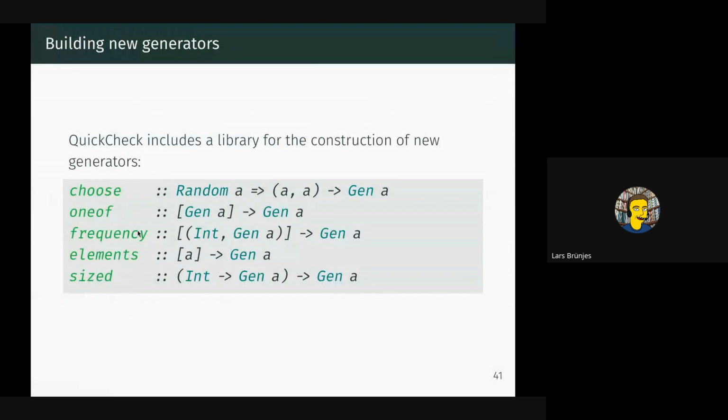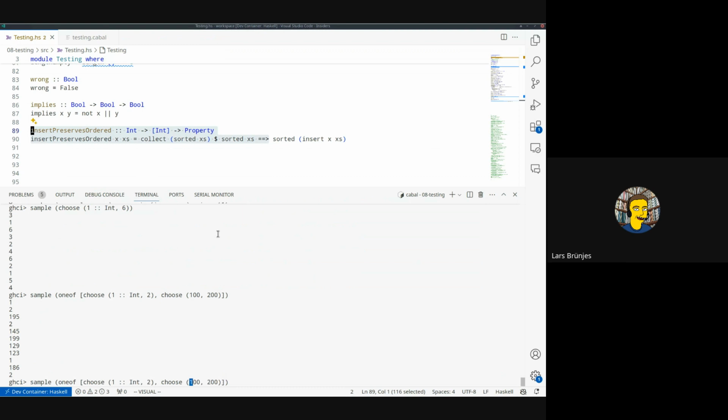Okay, then we have frequency. So that's like this, but we can give weights. So we can say it should use some of those more often. So for example, here, instead of oneof, I can say frequency. And now, for example, I can say this one should be used twice as much as that one, giving these weights. And now we see that this 1 and 2 is more frequent than the large numbers.